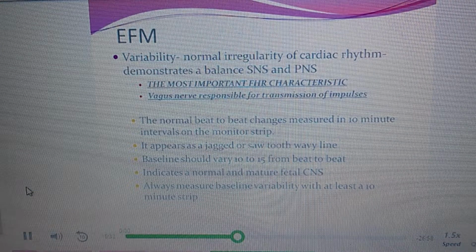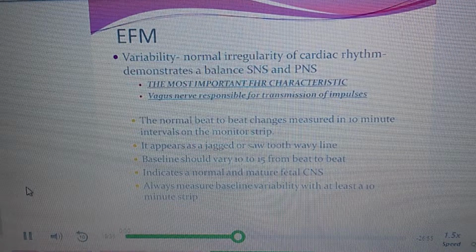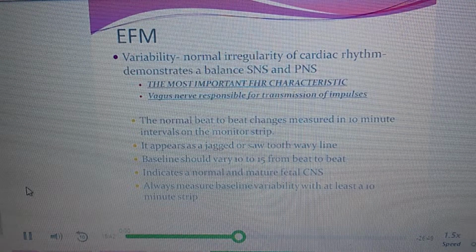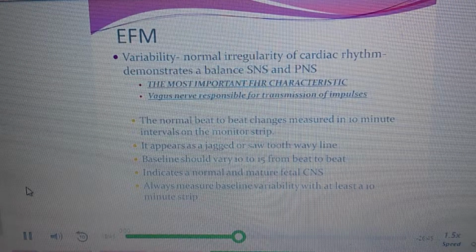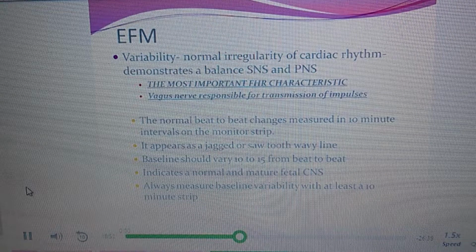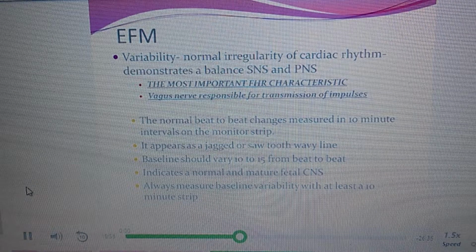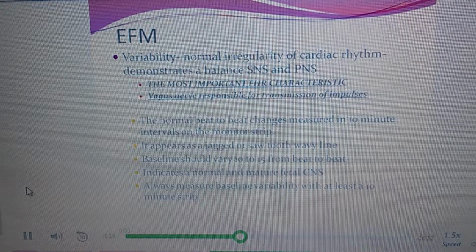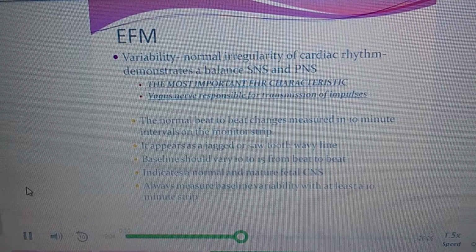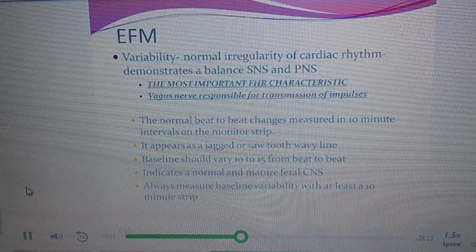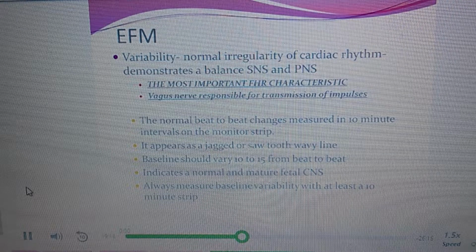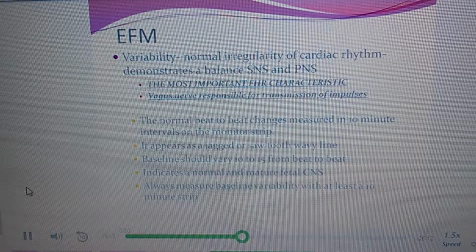When you're looking at variability, it looks like the jagged part of the baseline. It's the up and down portion that you see, or the seesaw, representing the beat-to-beat variation. A beat-to-beat variation within 6 to 20 is considered normal, and that baby's CNS, central nervous system, is intact. So that's one thing you always want to note. Anything between 6 and 20 is considered a normal and intact central nervous system. We'll get into how you look at that and what you do to measure that.